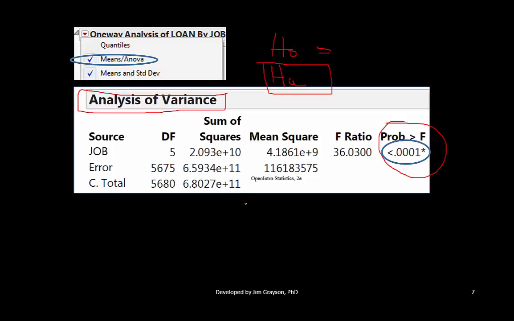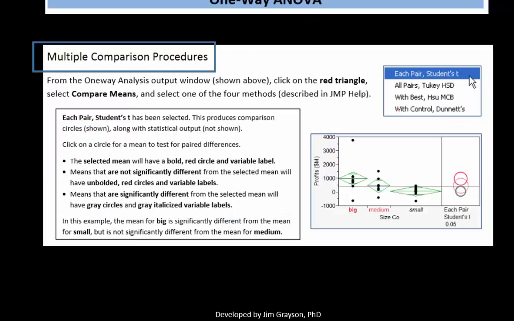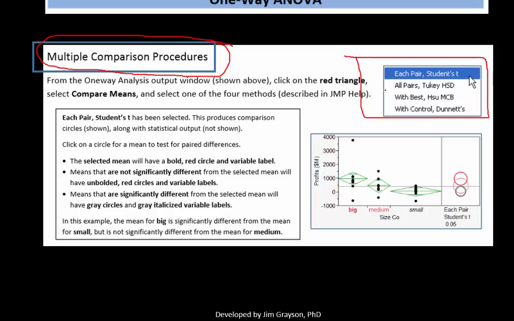Now suppose we reject the null, accept the alternate on this ANOVA hypothesis, then we'd like to know, well, which one is different. And so we use some multiple comparison procedure for doing that. These are our options. I'm going to illustrate using a Tukey.